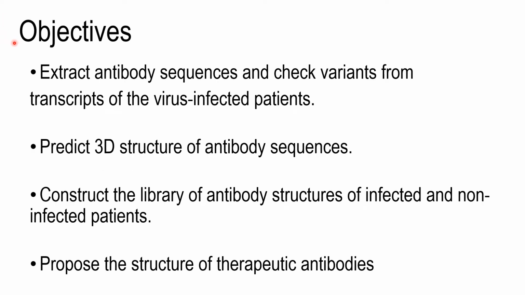The objectives behind the antibody discovery pipeline are as follows. First is to extract the antibody sequences and check variants from transcripts of the virus-infected patients. Second is to predict 3D structures of antibody sequences. Third is to construct the library of antibody structures of infected and non-infected patients. And the last is to propose the structure of the therapeutic antibodies, which is our goal.